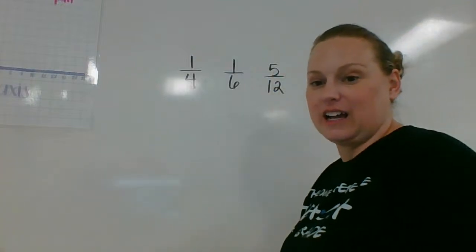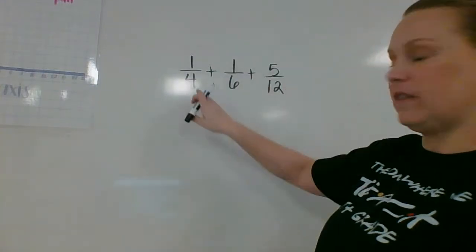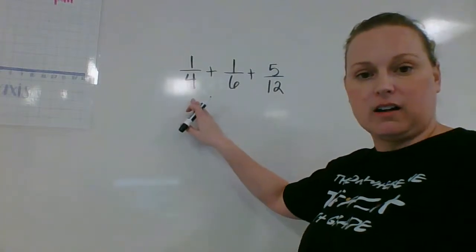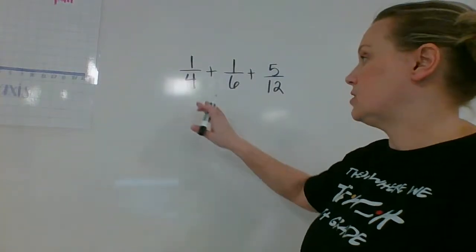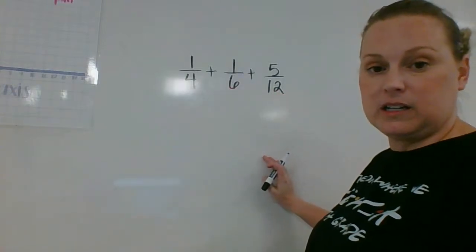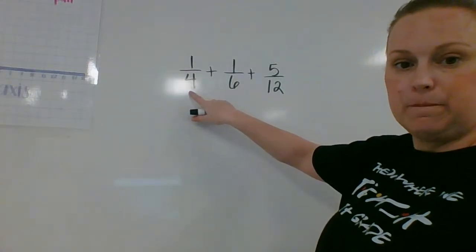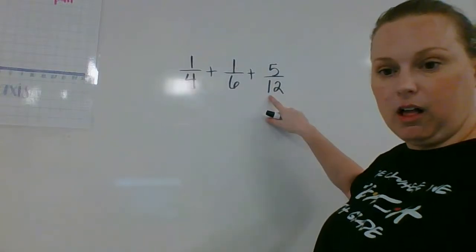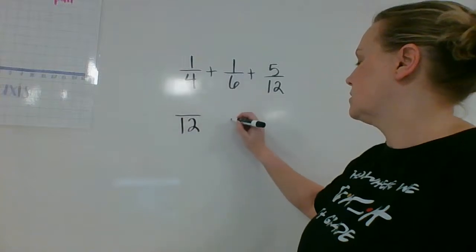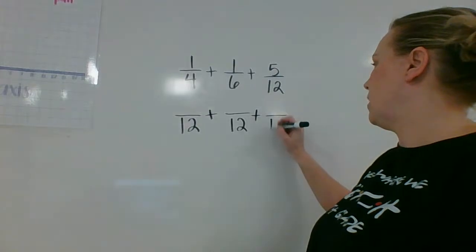Yes, we can add all 3 fractions, but knowing that we have 4ths, 6ths, and 12ths, we can't add them like they are, so we need common denominators. So it's time to change them so that they all have the same least common denominator. What multiples do 4, 6, and 12 all have in common? Well, the lowest one is 12. So I'm going to rewrite 3 new fractions, all with 12 as my denominator.